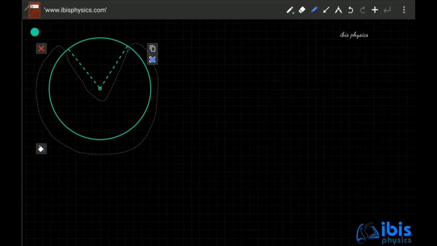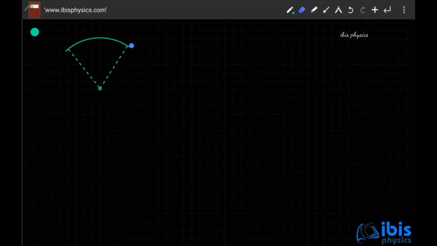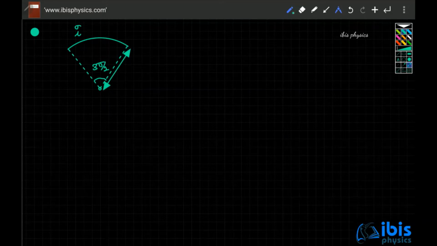There is only a part of the circle, and this arc is making an angle theta at the center, theta, which is equal to 3 pi by 2 radians at the center. What is the magnetic field here if the current is I and the radius of this loop is r?